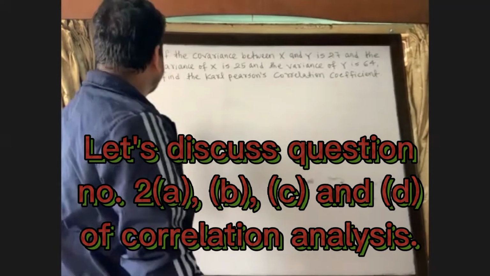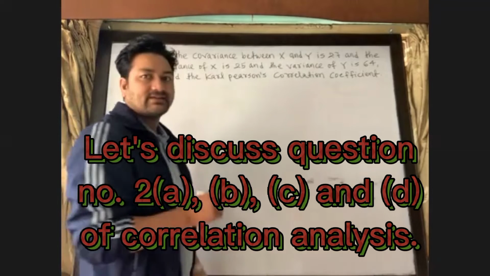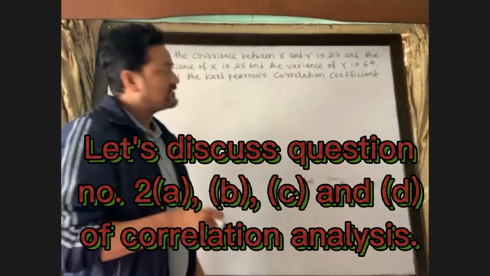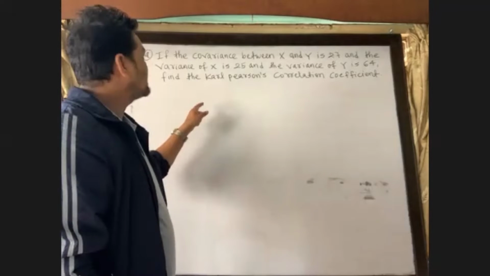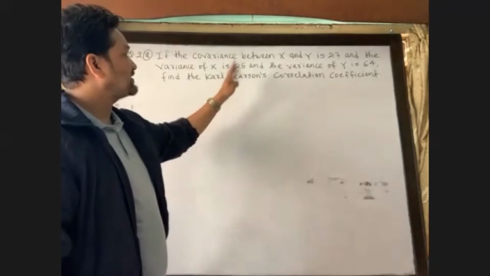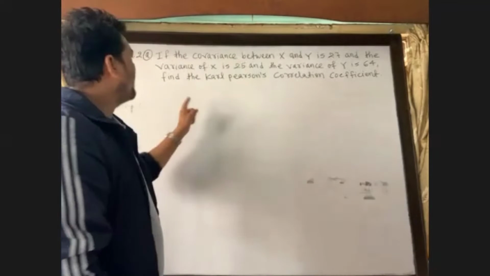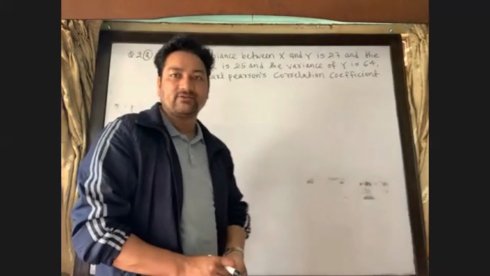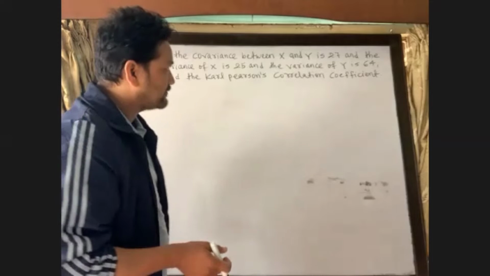Okay, so look here. Question number 2A. If the covariance between x and y is 27, which is directly given, and the variance of x is 25, and the variance of y is 64, find the Karl Pearson's correlation coefficient. We have to find Karl Pearson's correlation coefficient.